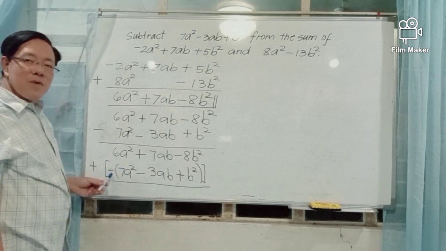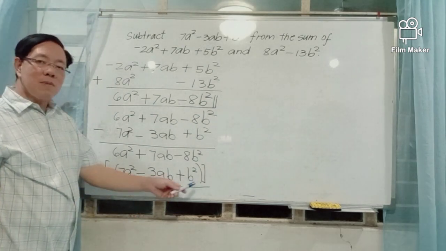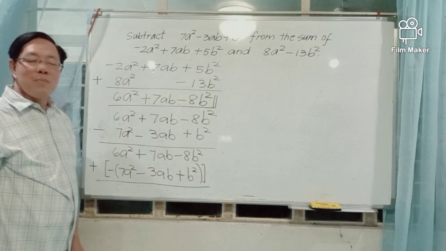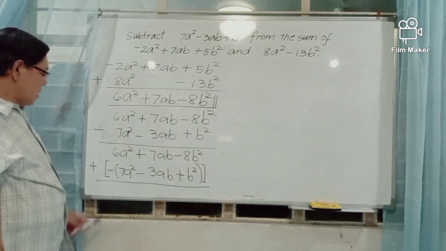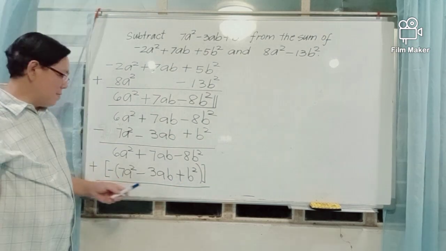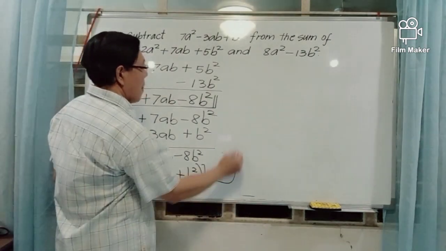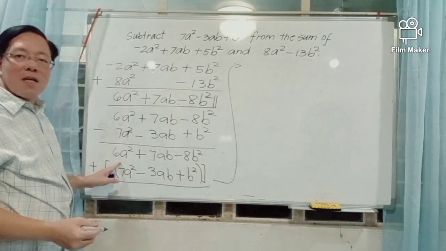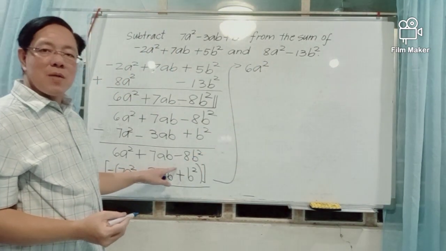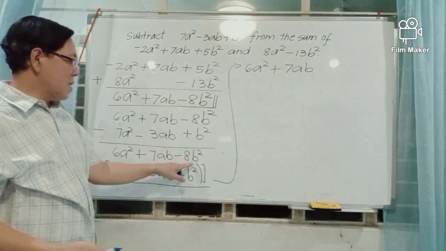When you are getting the negative of an algebraic expression with more than one term, such as this negative of a trinomial, you write the trinomial inside a pair of parentheses. And we simplify this by multiplying each term of this trinomial by the negative from outside. And we write 6a squared plus 7ab minus 8b squared.